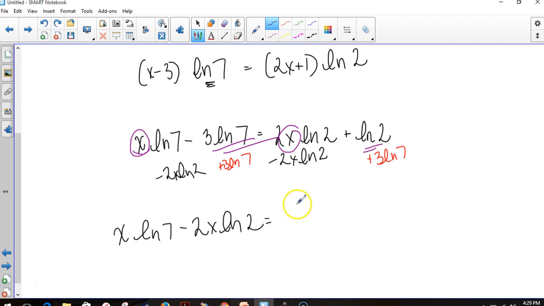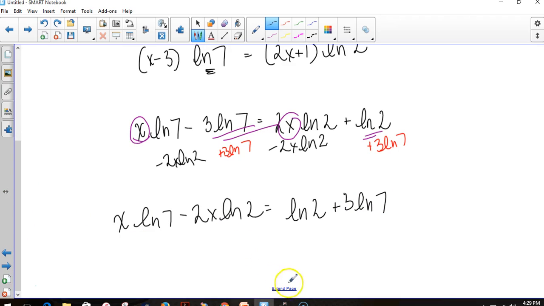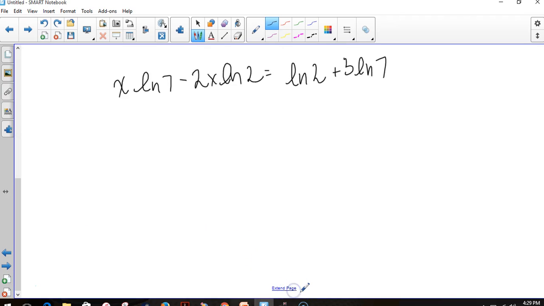So over here, I have ln of 2 plus 3 ln of 7. At this point, you're thinking, this looks worse than what we started out with. But we're actually really close now. We can factor out the x. See how both of these have just an x? So I'll say x as my greatest common factor, ln of 7 minus 2 ln 2.